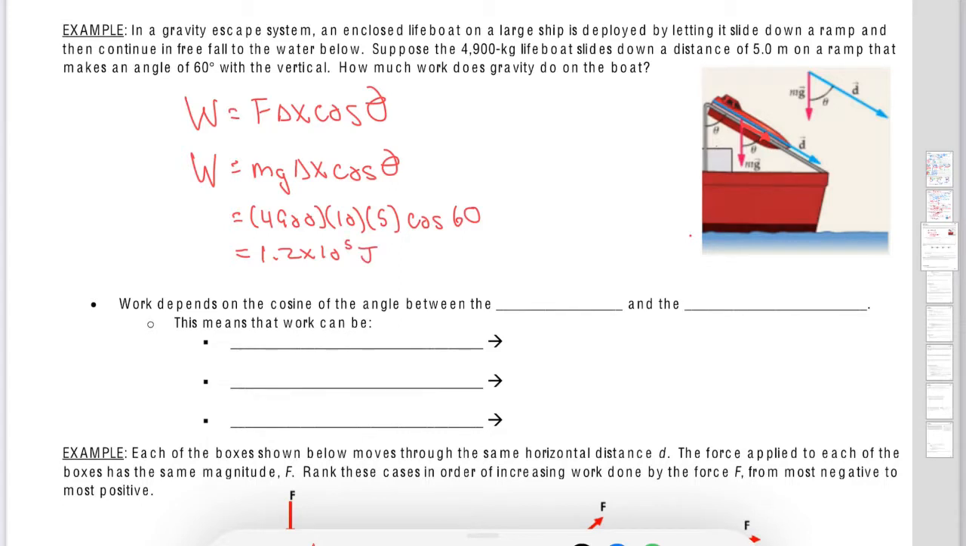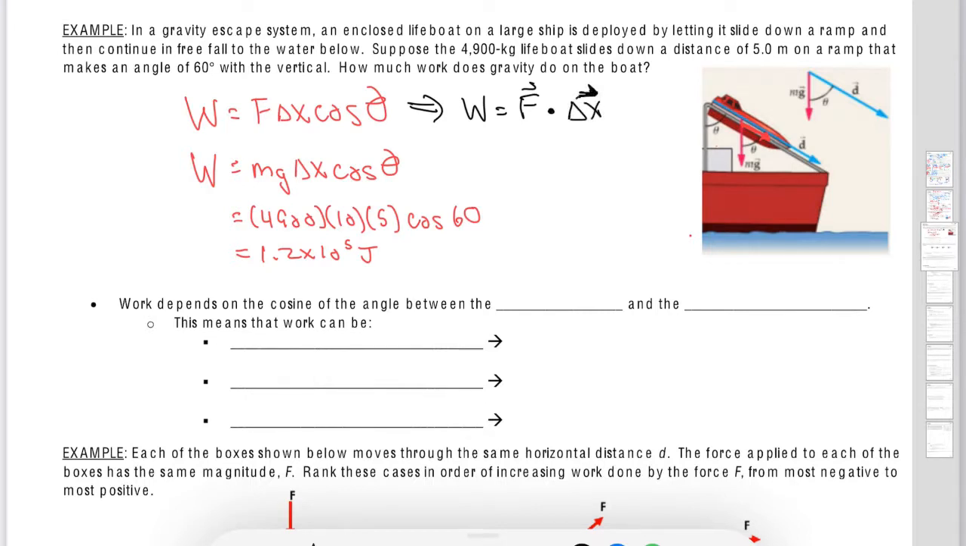That gravity does 1.2 times 10 to the 5th joules worth of work. Okay, and so this is how that works when you bring in the angle. In general, anytime you see an angle involved, that's when you're going to use this cosine theta. Really, where this comes from, if you go to Physics C, and if you're in calculus, is what we call a dot product.